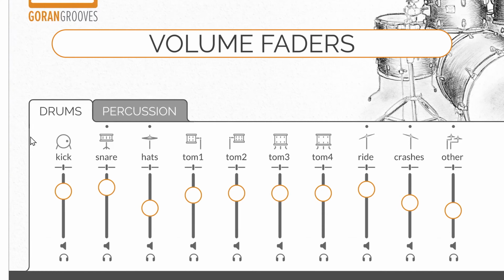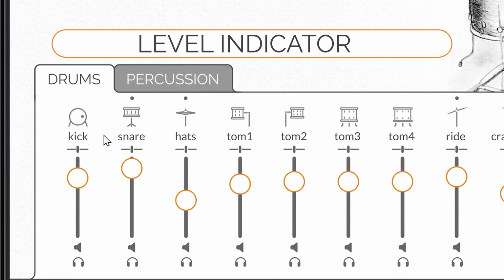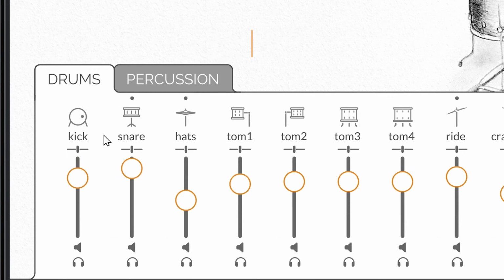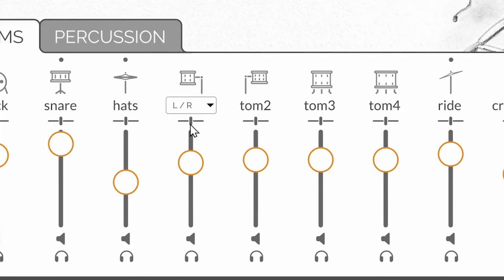Volume faders. Volume faders control the gain of each instrument group. Level indicators. The discrete level indicator will be visible whenever a signal is present in the instrument channel. Panners. Right below each instrument name is a panner.